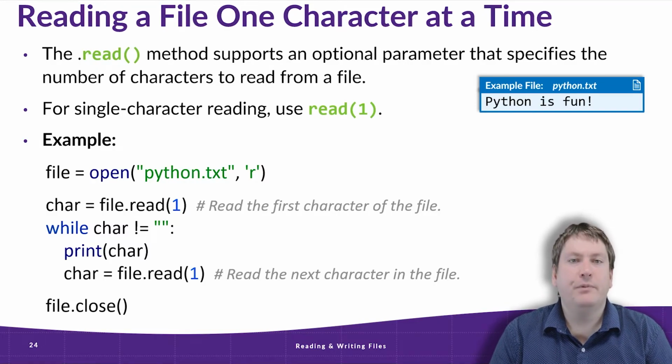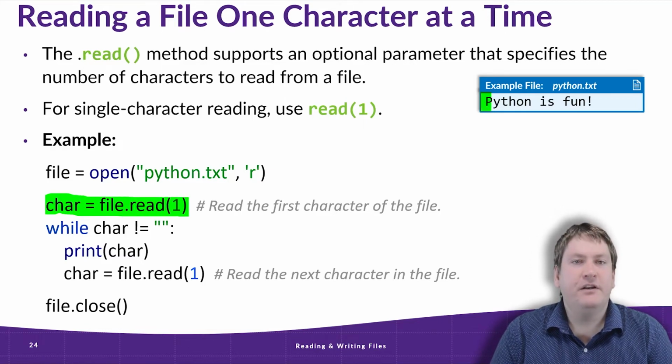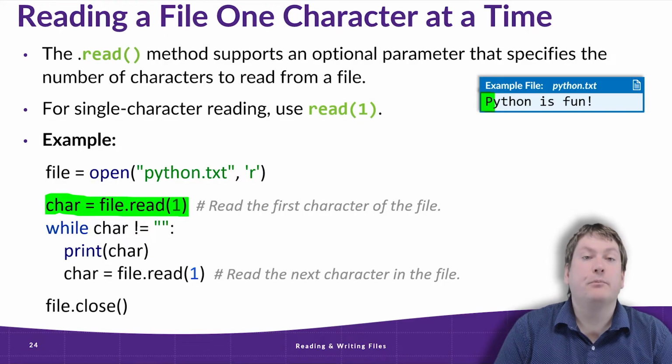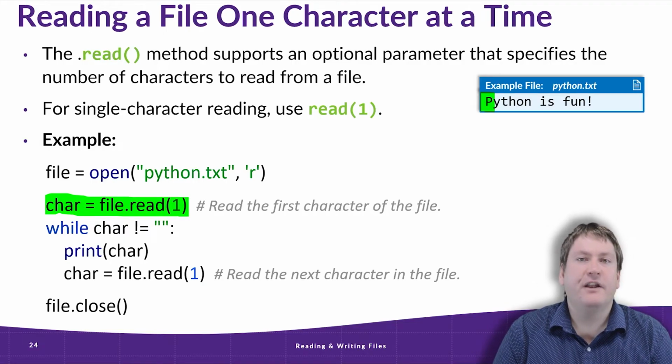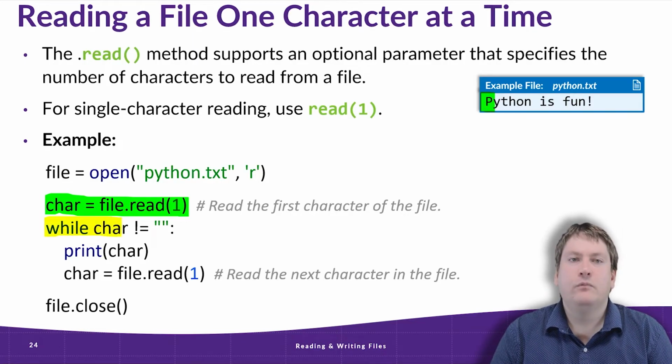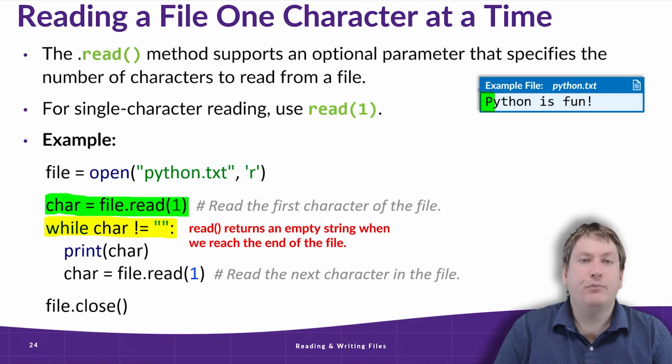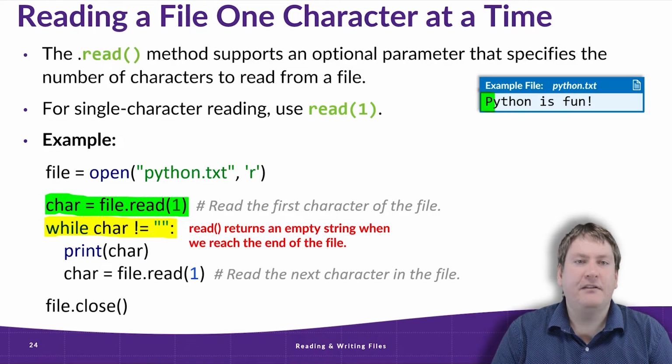We're opening it with the open function. You know this already. And where things start becoming different is this first line here. So we are reading in the first character of the file. This is sort of the priming read for the while loop that's going to happen. In this case, since the first character is a p, that p is going to be stored in the variable char, C-H-A-R.